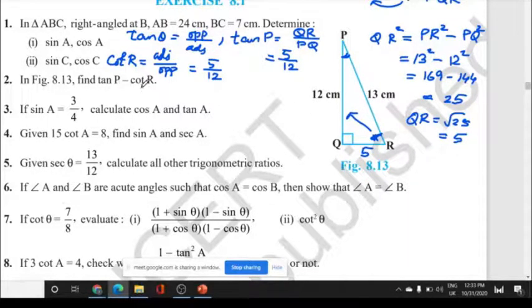Now what do you get? Tan P minus cot R. Tan P is 5 by 12. Cot R is also 5 by 12. What do you get as the answer? 5 by 12 minus 5 by 12 is 0 by 12, which is 0. 0 by any number is 0. So the answer is 0. Do you understand me? Yes, ma'am. Clear?